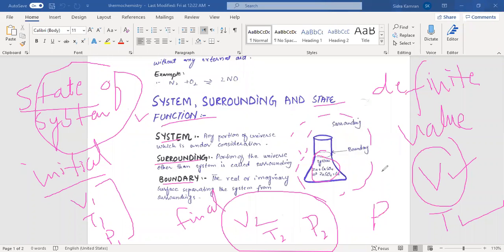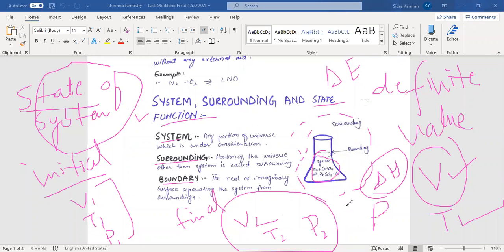Enthalpy is also a state function. Enthalpy is represented as H, and delta H, the change of enthalpy, is also a state function. Internal energy, delta E, is also a state function. Pressure is also a state function. Volume is also a state function. Change in temperature is also a state function.